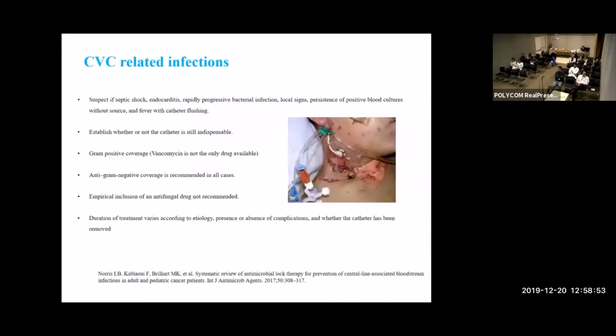Obviously, there are some scenarios like TPN or other scenarios that can put patients at risk of developing invasive fungal infections, but that's another topic of discussion. And then the duration of the treatment will depend on what pathogen is associated, and also on whether the patient had the catheter removed or not.